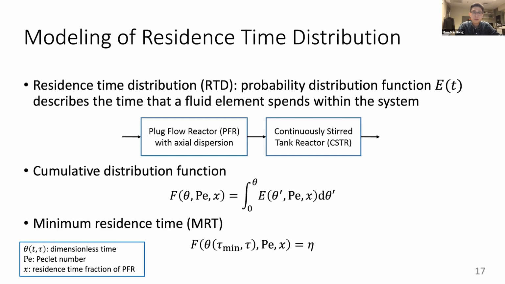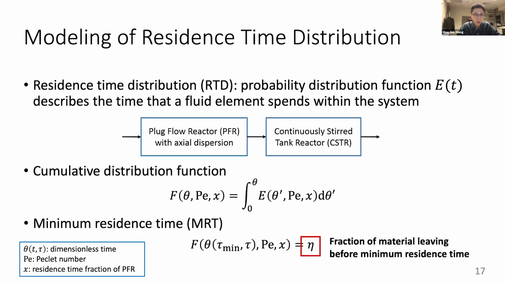And the cumulative distribution function can also be simply computed by integrating the residence time distribution over time. And this allows us to define the minimum residence time as the given formulation. And the term eta here is a small value corresponding to the fraction of material leaving the column before the defined minimum residence time.